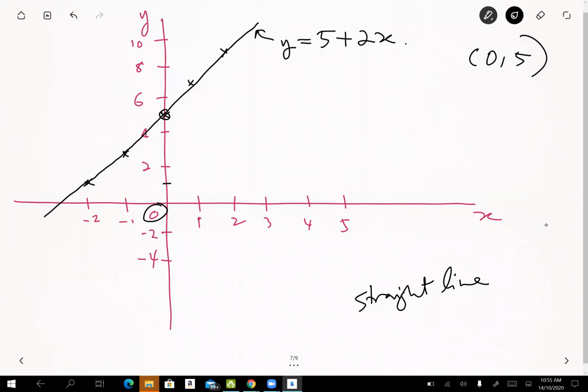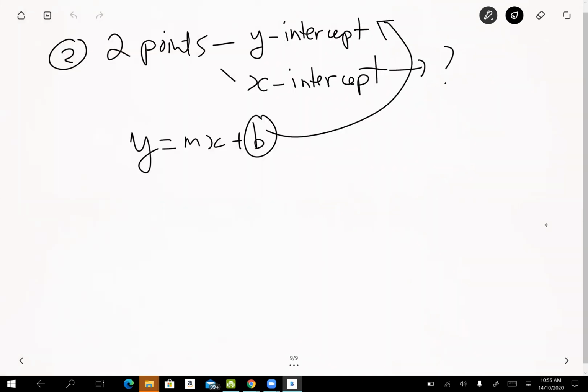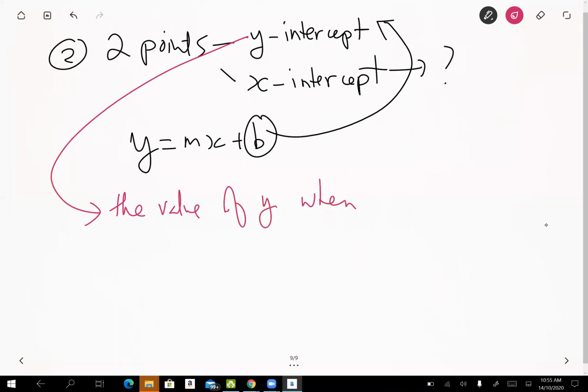Okay, now look at the value of x. The value of x is 0. So the y-intercept is the following. The y-intercept is the value of y. Okay, y-intercept, where should I write? I think I'm going to write it. Y-intercept is the value of y when x equal to 0, or at x equal to 0. So we know it is 5 by the value of b.